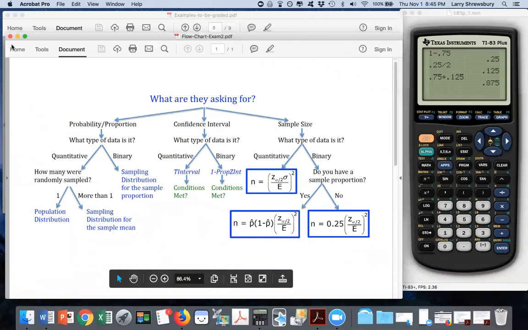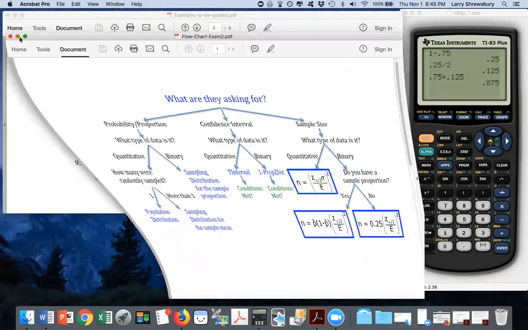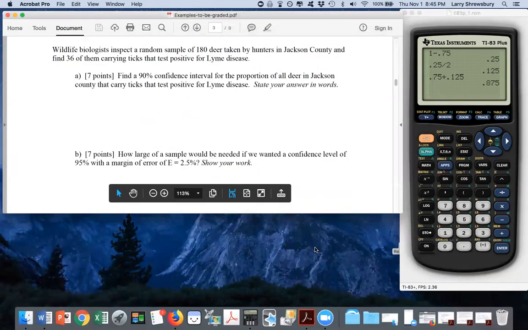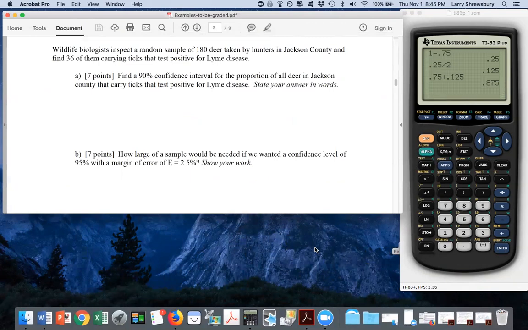Your next question is, what type of data is that? So what type of data does that look like to you? So from each deer, what are you doing? Are you measuring something from each deer, or are you categorizing? You're categorizing, because each deer is either carrying ticks that test positive for Lyme disease, or they're not. It's one or the other.